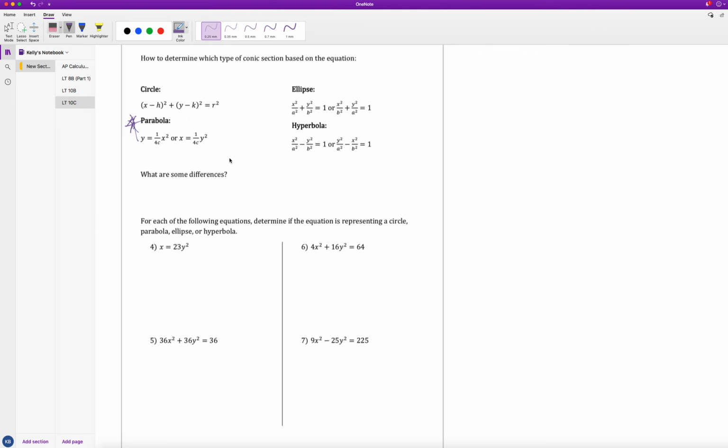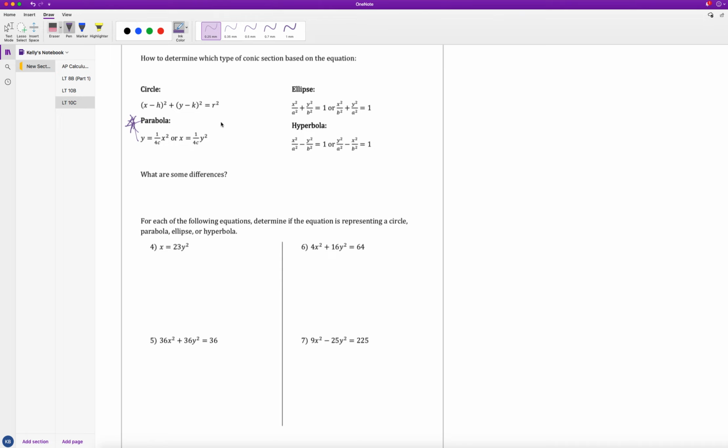Now if I'm in standard form, an easy way to identify an ellipse and a hyperbola is that they're both going to be equal to 1, versus a circle, which could be equal to 1. That could happen if r is equal to 1, but if r is anything bigger than 1, then I'm going to have it equaling another number.